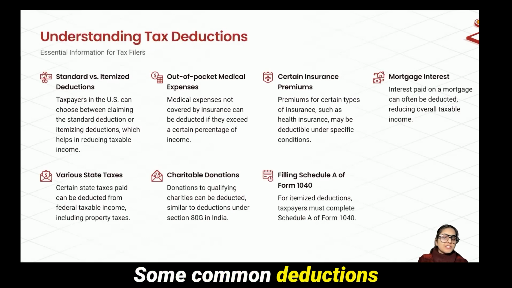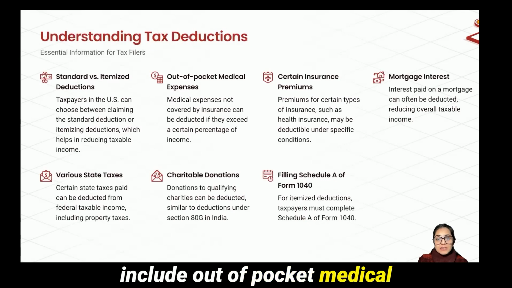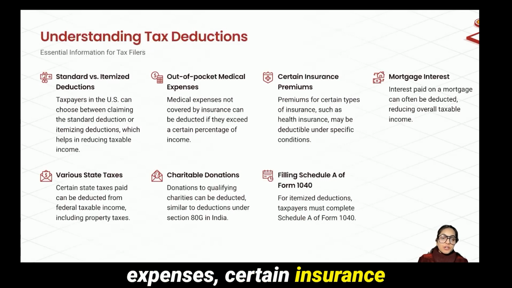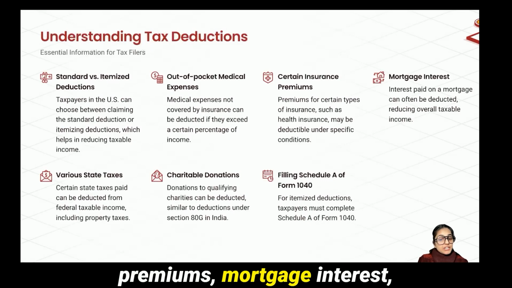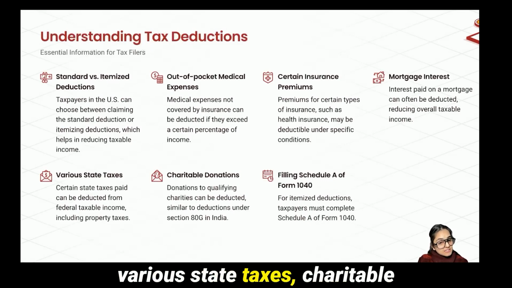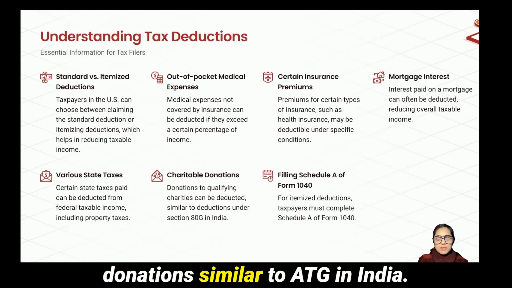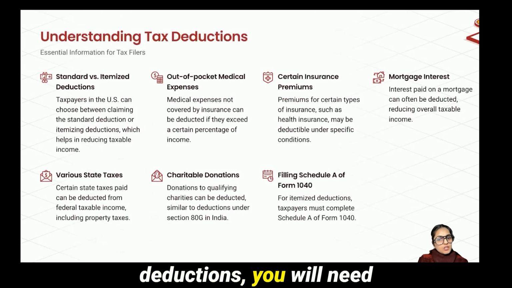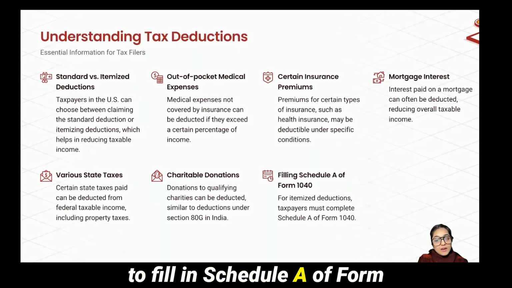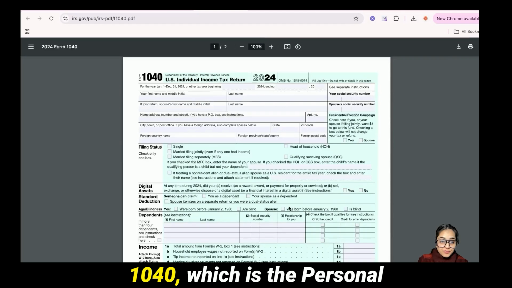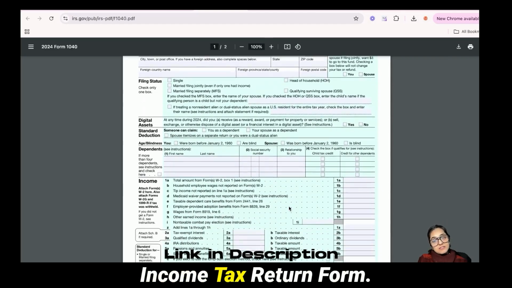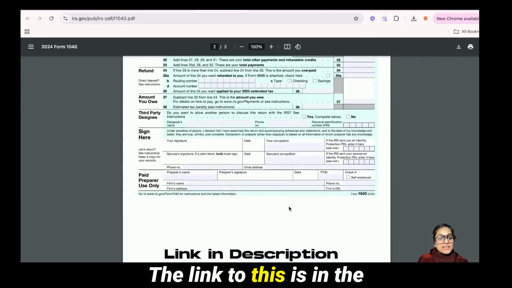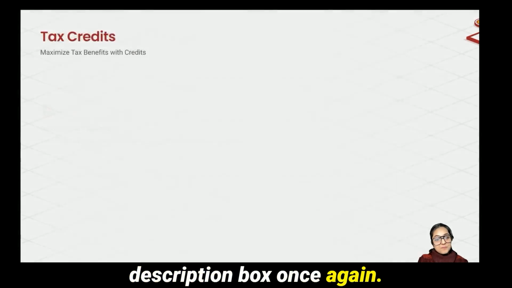Some common deductions include out of pocket medical expenses, certain insurance premiums, mortgage interest, various state taxes, and charitable donations, similar to 80G in India. If your client opts for itemized deductions, you will need to fill in Schedule A of Form 1040, which is the personal income tax return form. The link to this is in the description box once again.